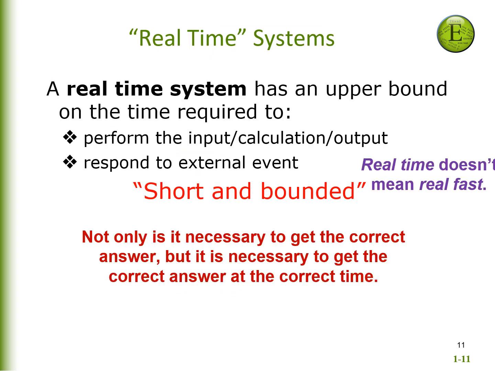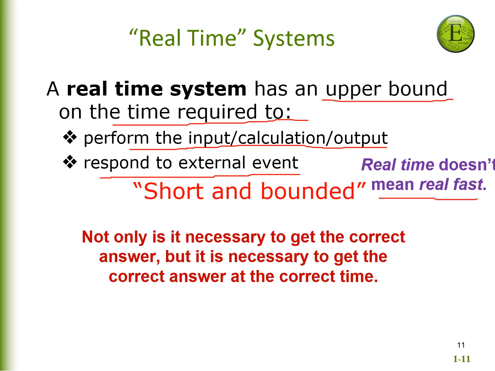An important attribute of an embedded system is its real-time operation, which means that we are putting an upper bound on the time required to perform the calculation and then to be able to respond to an external event that is associated with the external device. But real time doesn't mean real fast.